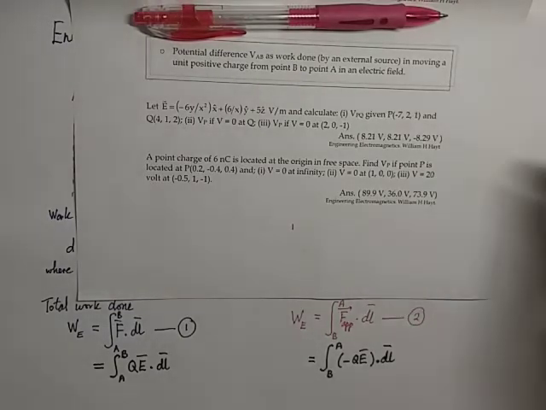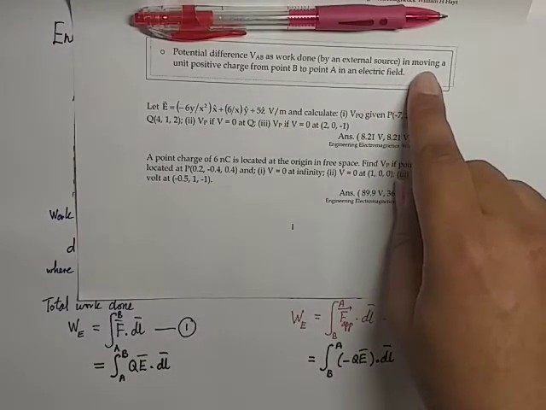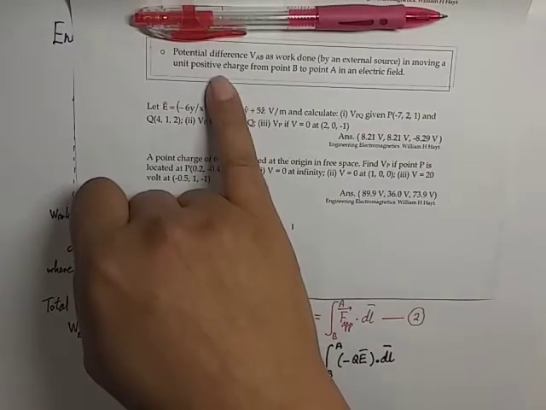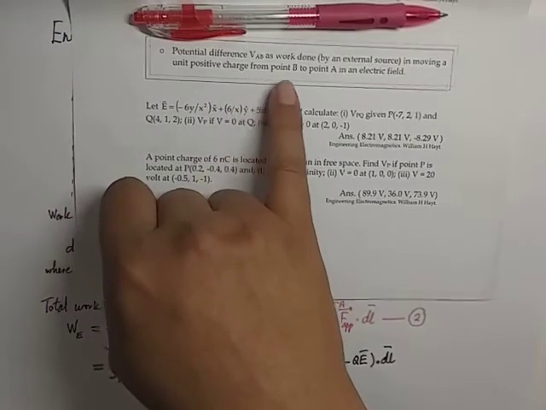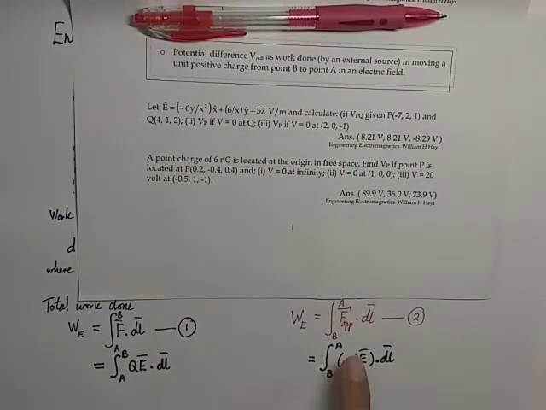Okay, so what's important here? It says here, in moving a unit positive charge. We can see there's a term Q here, representing the point charge, but the definition of potential difference insists that this point charge has a value equal to 1. Because a unit positive point charge means that Q is equal to 1, from point B to point A.